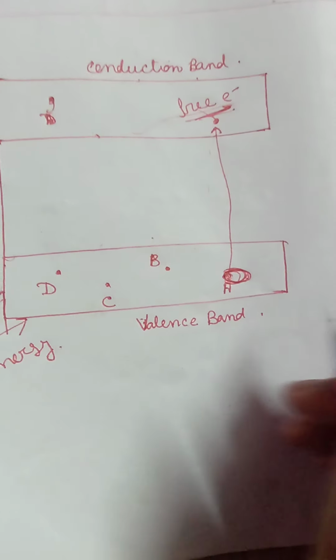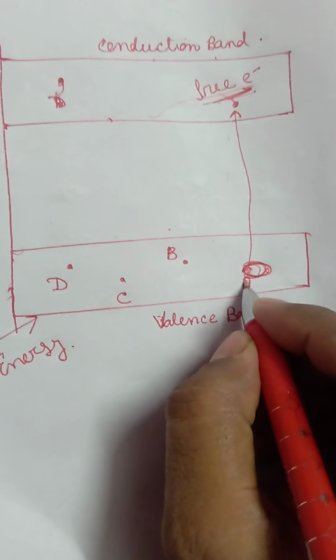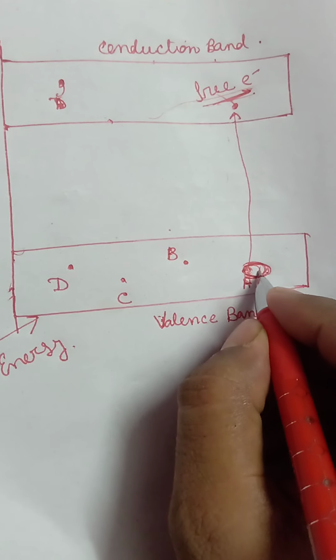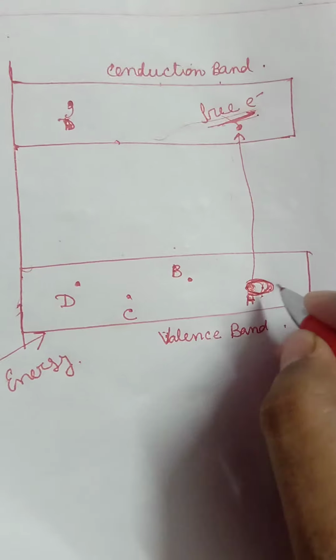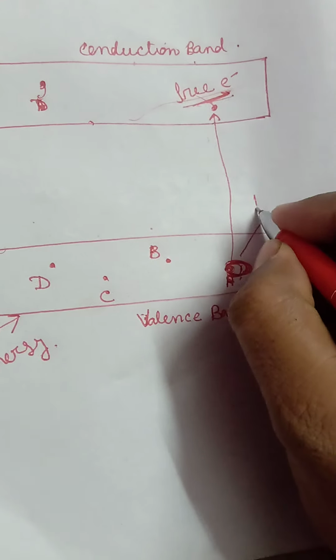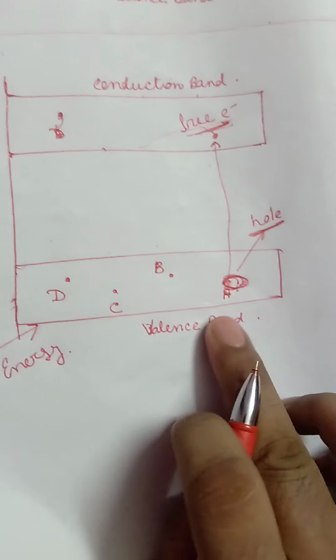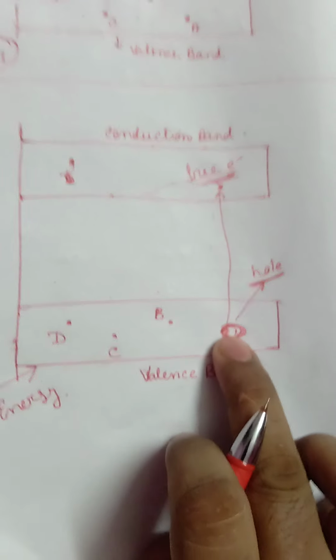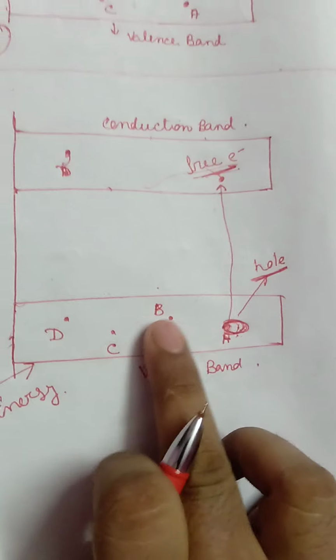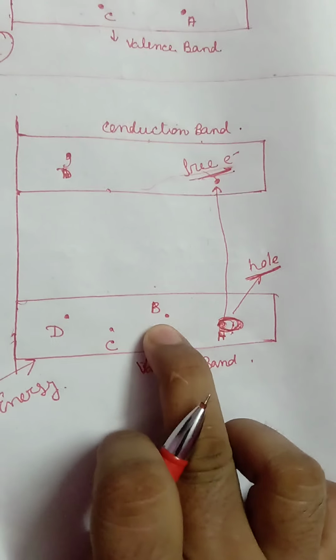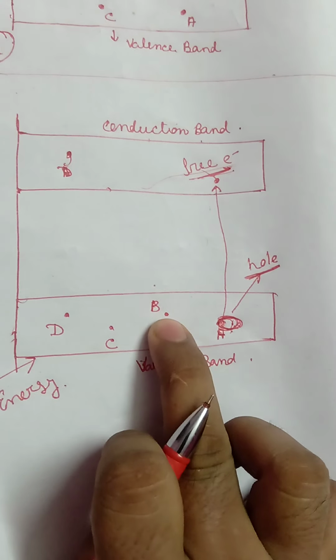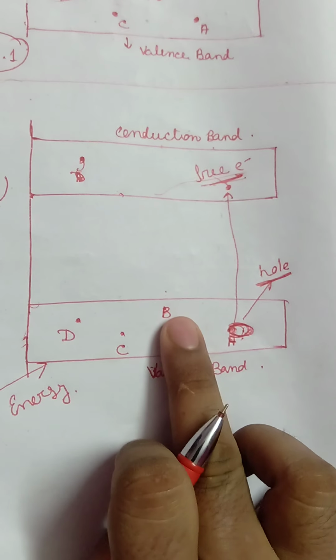Now see, at the position A, now you got a vacancy. So this vacancy is the hole. Now you got a hole. Now see, at the position B, it has a valence electron. It is also involved in the covalent bond.